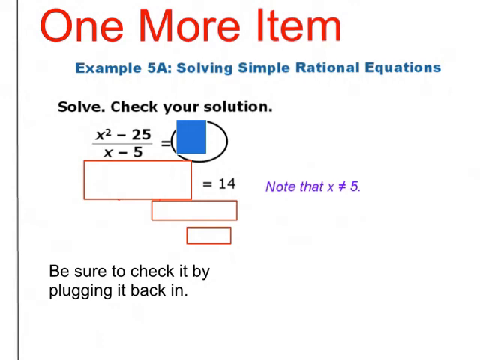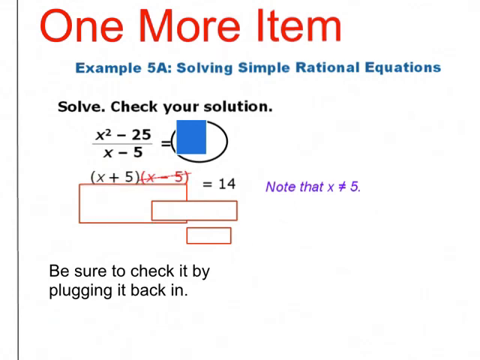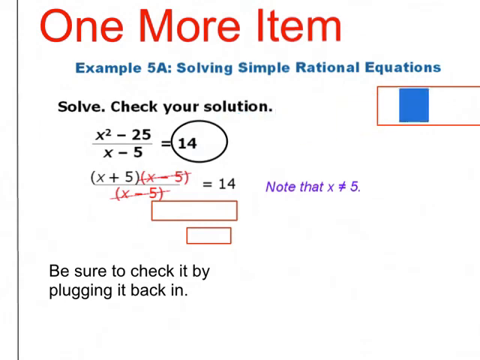So the top factors into what? It is the difference of two squares, so x plus 5, x minus 5, divided by x minus 5. And notice here, the x minus 5 divides out with the x minus 5, leaving you with just an x plus 5 on top. And now we can take off this box and set it equal to 14. Now we have an equation: x plus 5 equals 14.